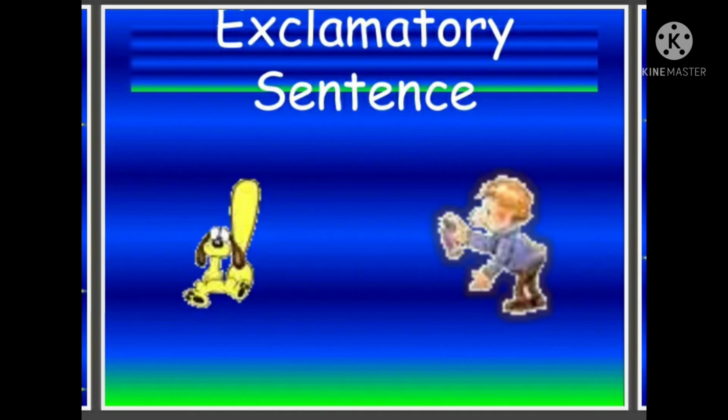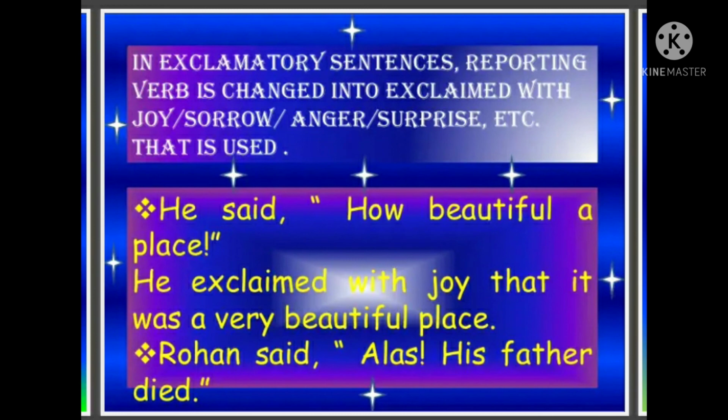Now let us see how changes can be made in exclamatory sentences when we convert a sentence from direct to indirect speech. In exclamatory sentences, the reporting verb is changed into exclaimed with joy, sorrow, anger, surprise, etc. Exclamatory sentences express sudden feelings. He said, "How beautiful a place!" He exclaimed with joy that it was a very beautiful place.